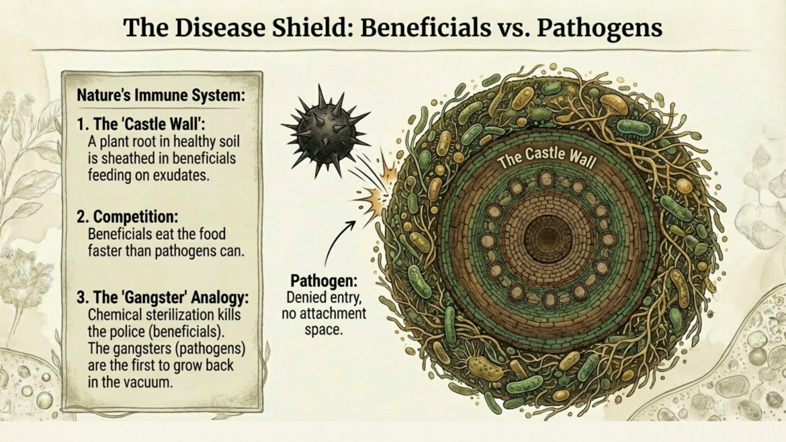Beneficials provide a disease shield against pathogens. Nature's immune system involves a castle wall of beneficial organisms sheathing the root. Competition ensures beneficials eat the food faster than pathogens. Chemical sterilization kills the police, the beneficials, allowing gangsters, or pathogens, to be the first to grow back.